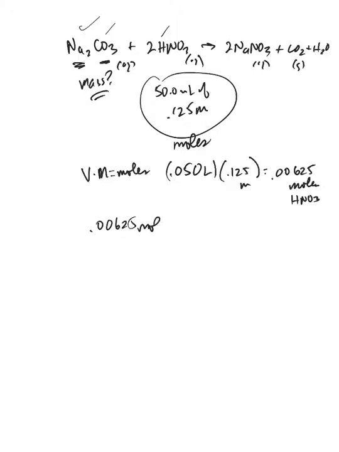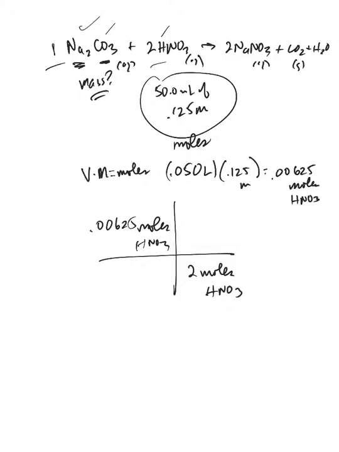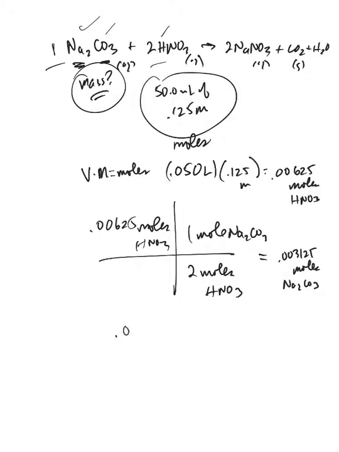0.00625 moles of HNO3. What's the ratio from the reaction? Well, it looks like it's 1 to 2. So 2 moles of HNO3, 1 mole of Na2CO3, and that means I get 0.003125 moles of Na2CO3. The question asks, though, for mass in grams, so I'm going to need the molar mass, which is probably going to take me a minute or two to calculate. I'm going to do that on my calculator.